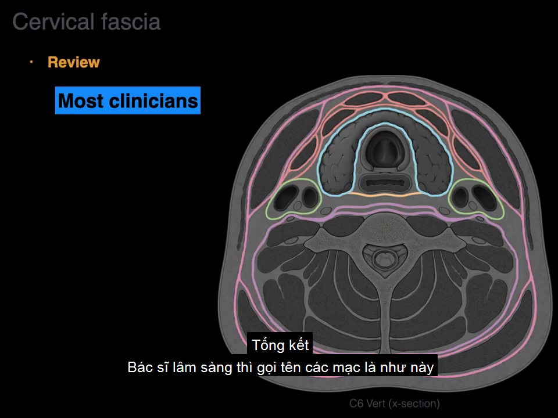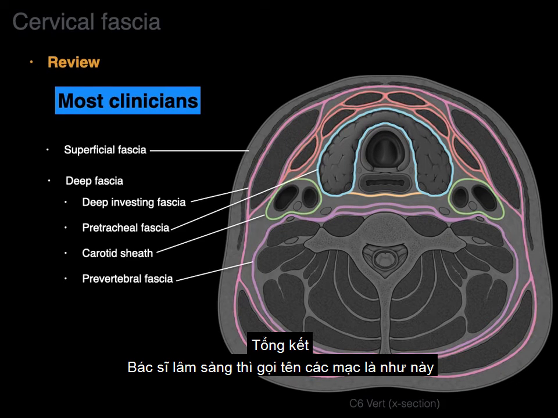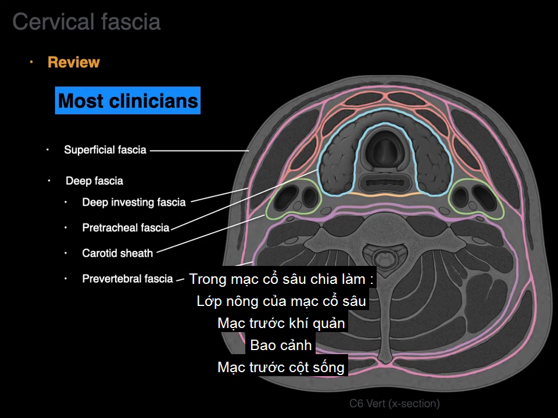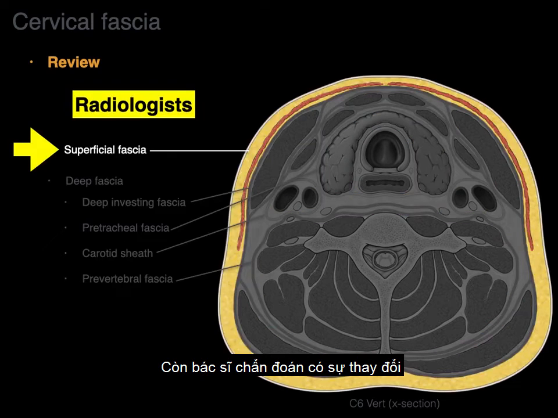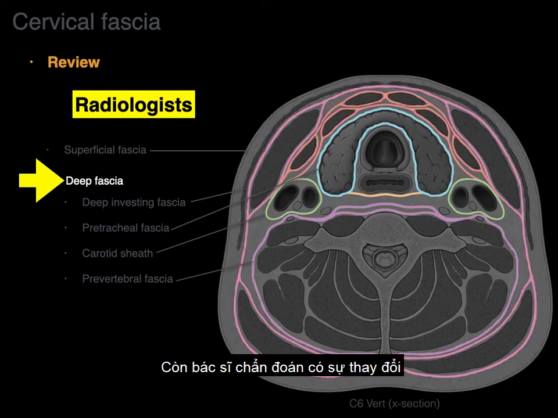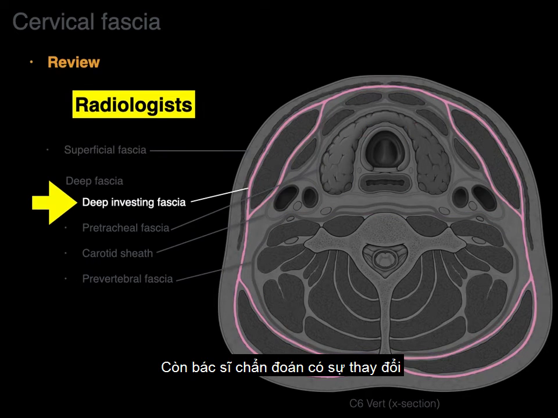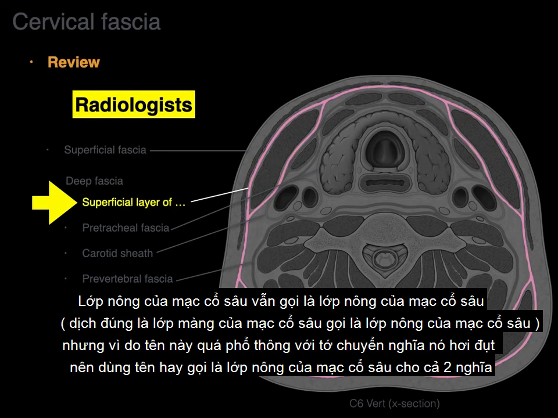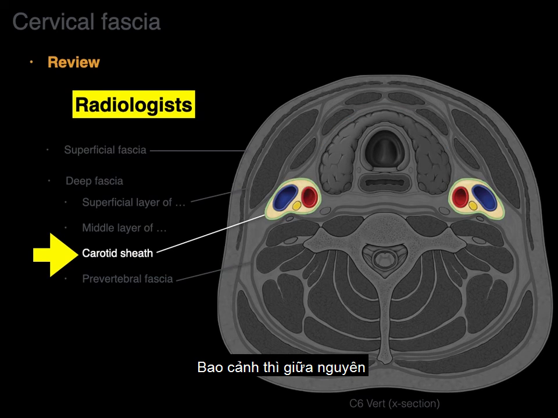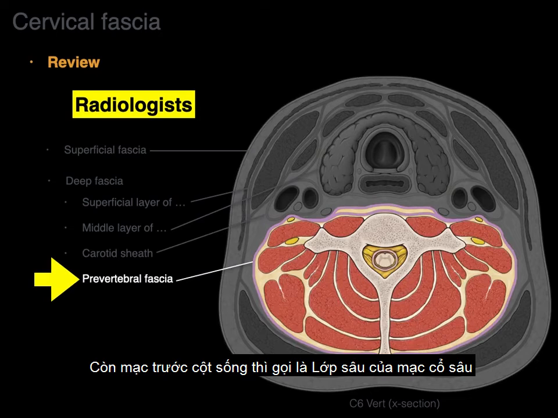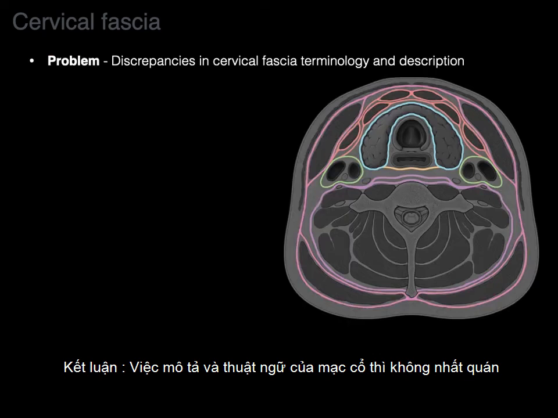So let's do a little review, shall we? So most clinicians are going to use the following categorization of the superficial and deep fascias of the neck. Now, radiologists, on the other hand, will say, well, that's superficial fascia, and that's the jargon I'm going to use. And the deep fascia, I'm going to use my own jargon. Instead of calling this the deep investing fascia, I'm going to say that's the superficial layer of the deep fascia. And instead of calling this the pretracheal fascia, I'm going to say that's the middle layer of the deep cervical fascia. And then I'll just call that the carotid sheath. And instead of calling this the prevertebral fascia, I'm going to call it the deep layer of the deep cervical fascia. And so what we see is there's discrepancy and there are problems in the cervical fascia terminology and description.